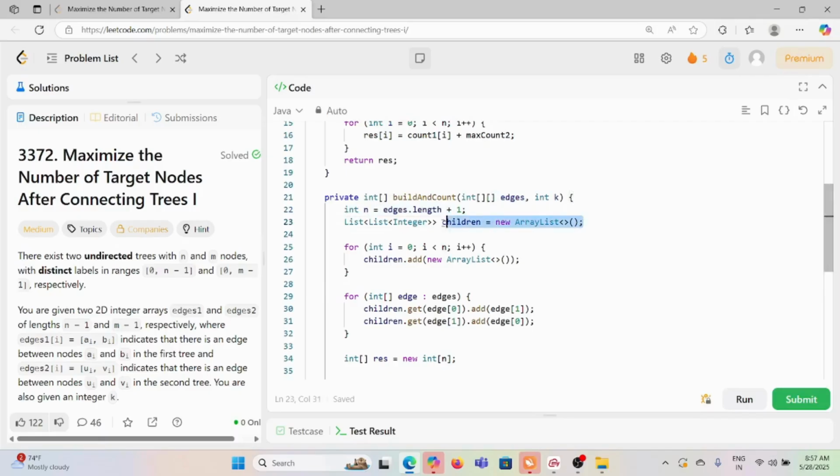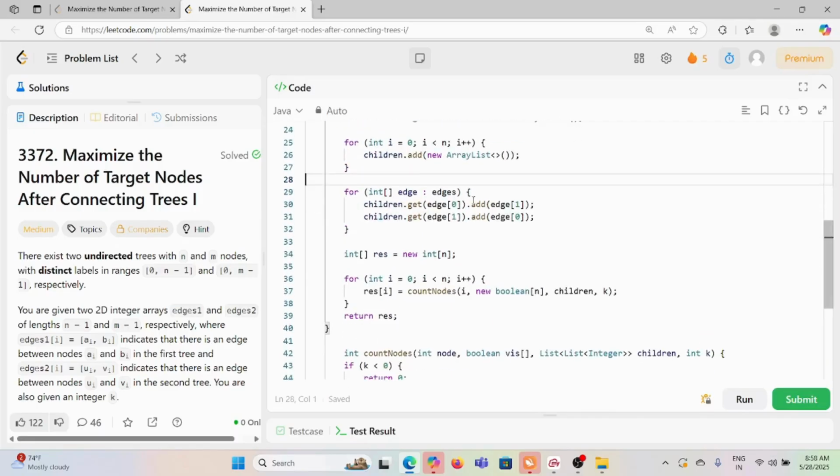So you can see here, this children is the list of lists. For every node we will get the list of nodes to which it is directly connected. So see here, we are just putting this array list value for every node initially, and then we are adding here. Now see here, we are traversing through the edges and we are adding.